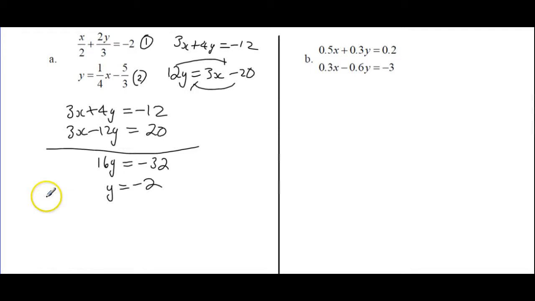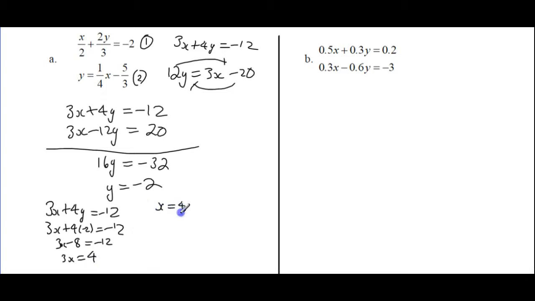Substitute in the y of negative 2 and solve for x. So in this case, I'm going to break the rule. We're going to go back here and just do it here. So it'll be 3x plus 4y equals negative 12. So 3x plus 4 times negative 2 equals negative 12. 3x minus 8 is negative 12. Oops, forgot the x. 3x, so add 8 to both sides, is equal to 4. So x is 4 thirds, and the solution is 4 thirds and negative 2.